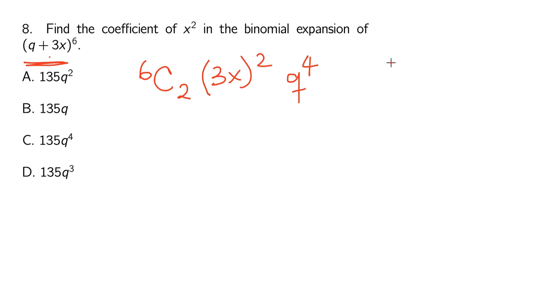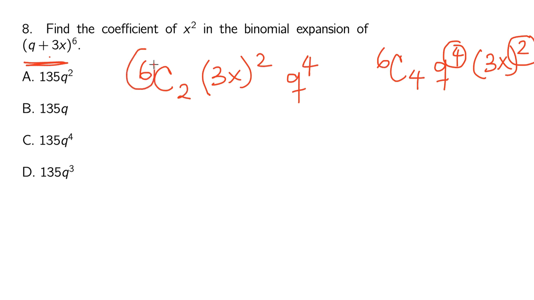This is one way of writing it. Another way of writing it is 6 choose 4, or 6 combination 4, times q to the 4th, and then 3x squared. The important thing is that these powers must always add to 6, so 2 plus 4 must be 6, and this number is always going to be 6 also. Then this is what's going to determine the power of x, or the power of q.